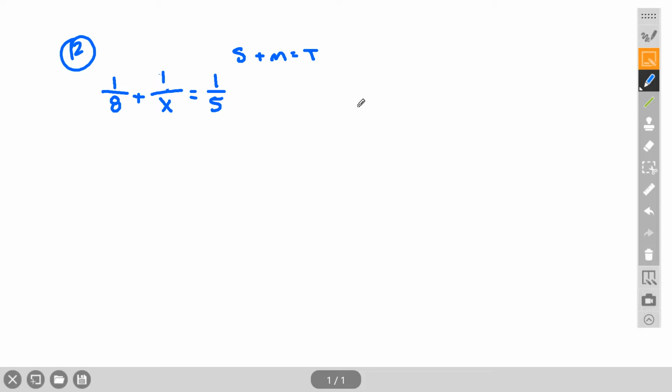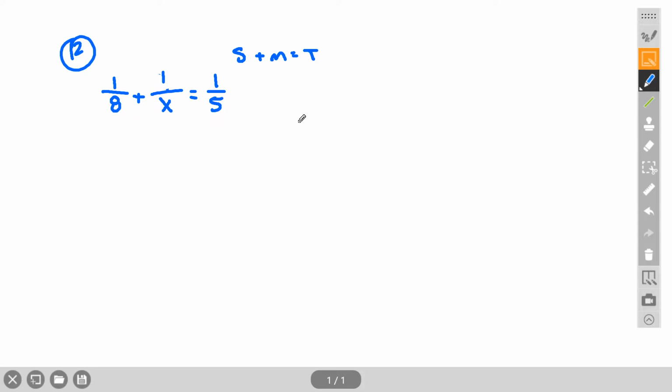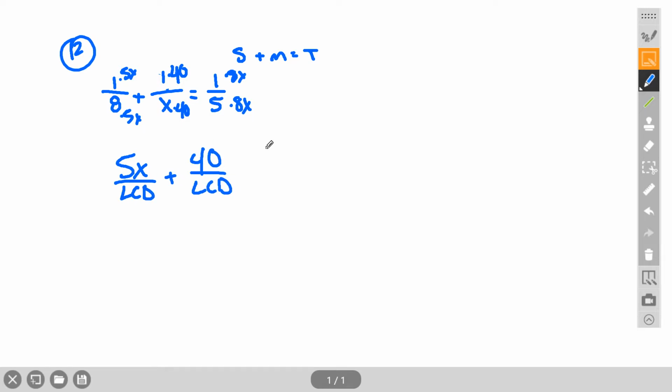Okay, so I'll start with my LCD. My LCD here is going to be 40x. So I'll multiply this one by 5x, I'll multiply this one by 40, and I'll multiply this one by 8x. So I got 5x over the LCD of 40x plus 40 over the LCD of 40x is equal to 8x over the LCD of 40x. And then I don't need the LCD, 5x plus 40 is equal to 8x.